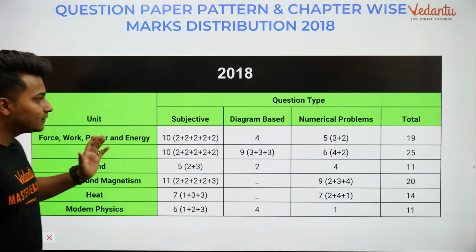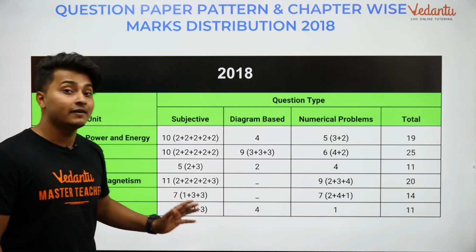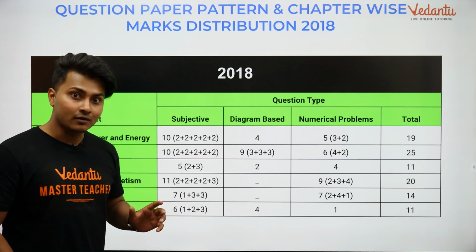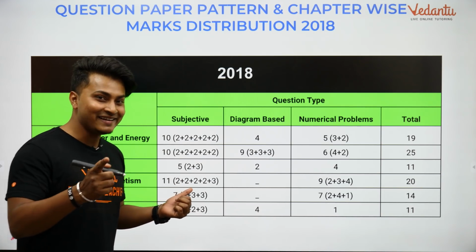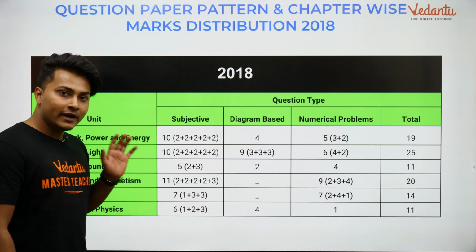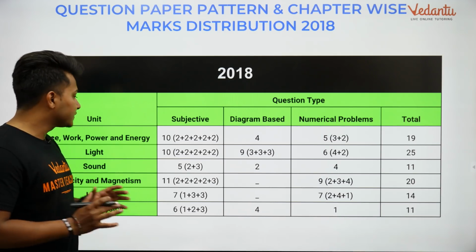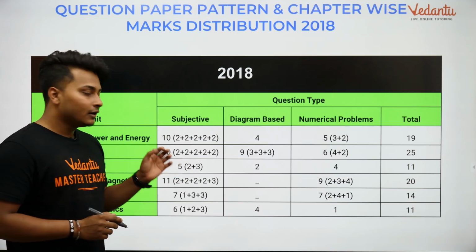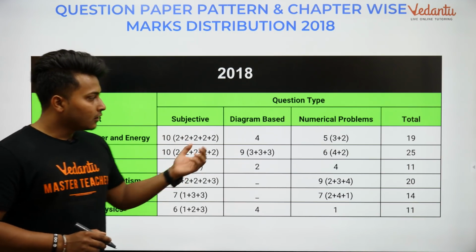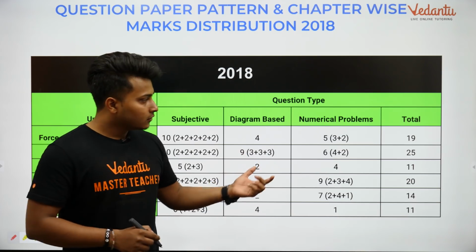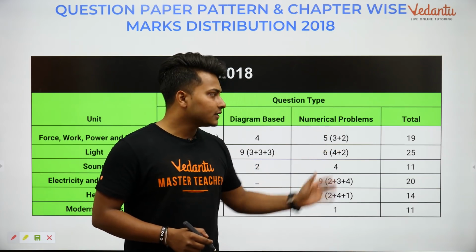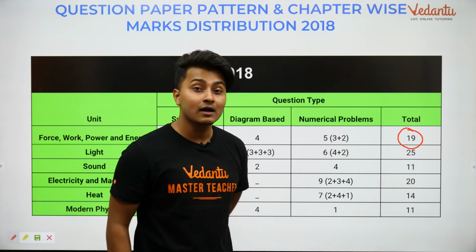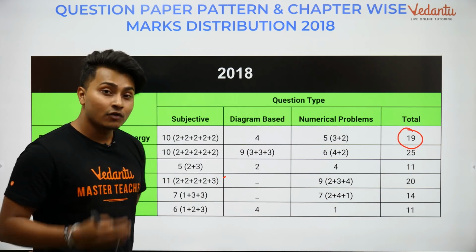So from these chapters, these are the types of questions you will definitely get for sure. For sure you're going to get in 2019. So better you concentrate. All of you, okay? Concentrate right now. In 2018, it was observed, one very interesting thing, that force, work, power and energy had in total 10 marks for the subjective, 1 question from the diagrams, 2 questions from the numericals, and the total came out to be 19 marks. 19 marks of the total 100 marks came from this particular unit.